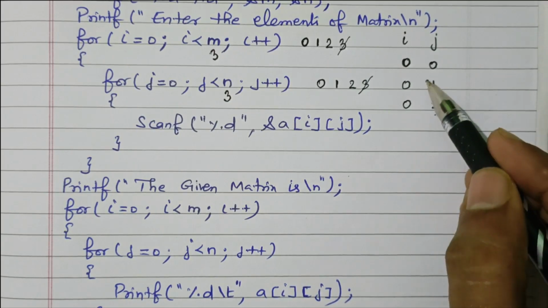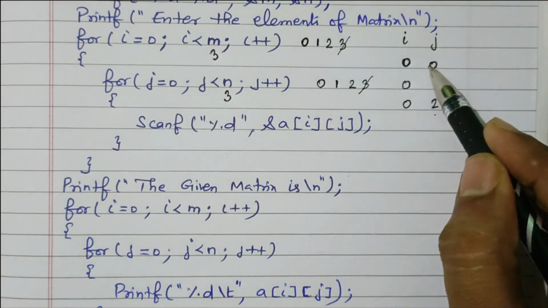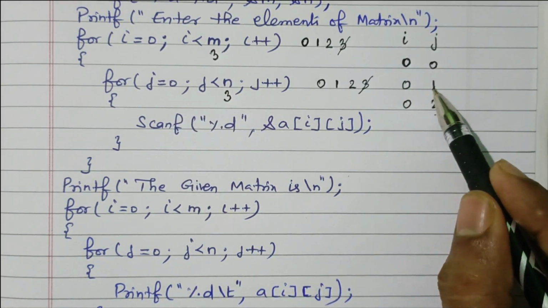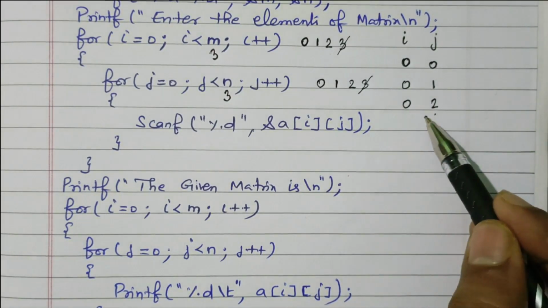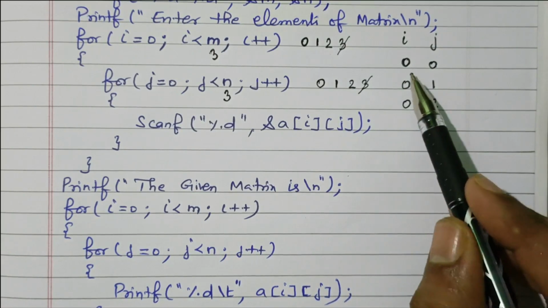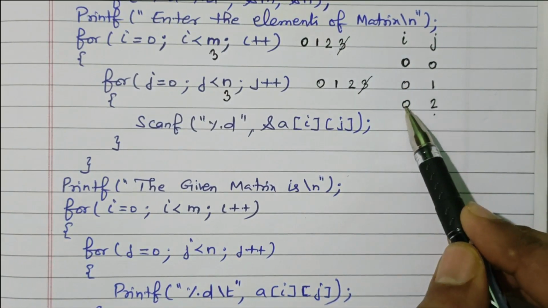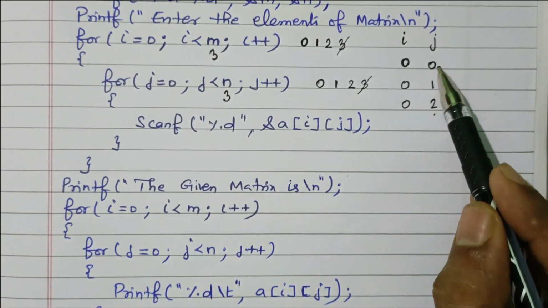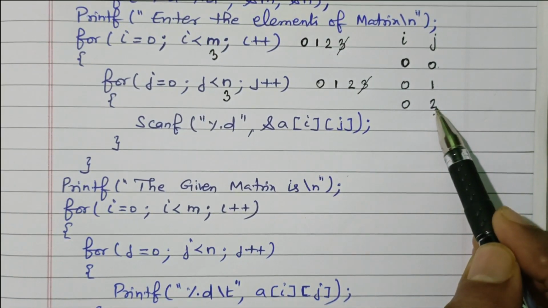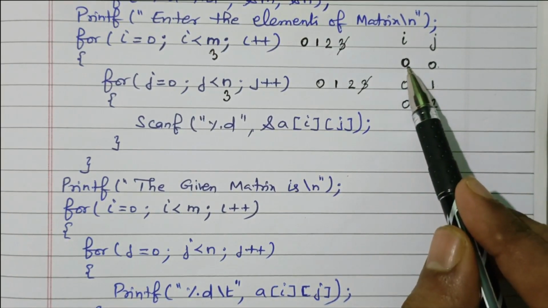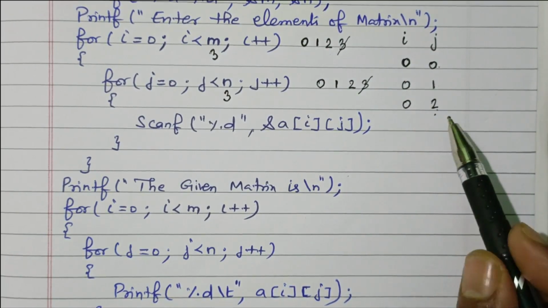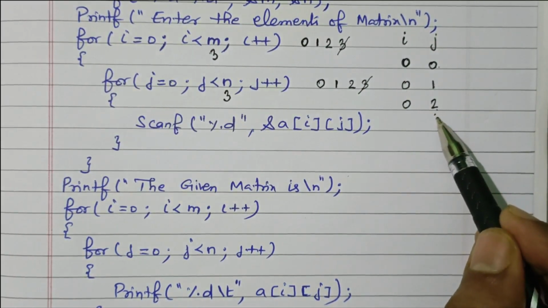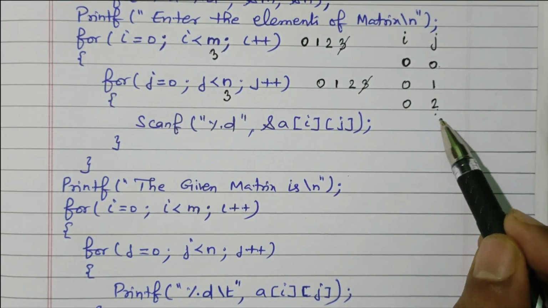So what the user entered, the first number will be stored in 0,0. The second number is stored in 0,1. The third number is stored in 0,2. So this is what we discussed earlier, right? This 0 indicates the first row. This 0, 1, 2 indicates first column, second column, third column. So the first element is stored in first row first column, first row second column, first row third column. Here 3 means the condition is invalid, so it will go to the outer loop.